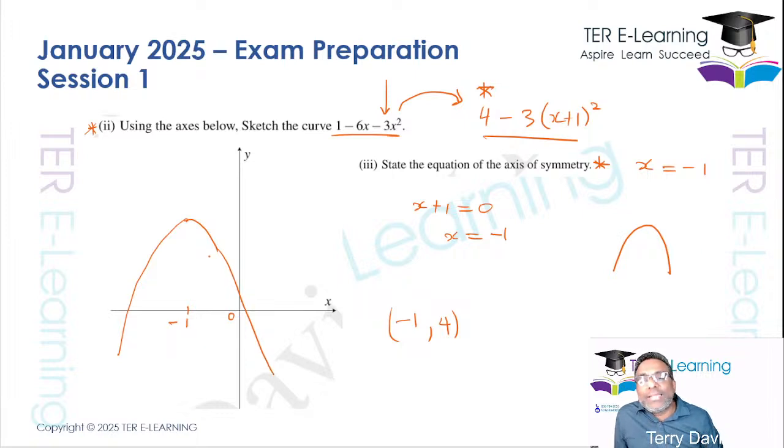And this here is going to be a sketch. You're not actually drawing it, you're just drawing a simple sketch. So what I'm going to do, I'm going to label the max point, which is minus 1 and 4. And when they're talking about the axis of symmetry, the axis of symmetry is simply this line here, this vertical line that passes through minus 1. Now this is a simple sketch. That's all I wanted, a simple sketch.